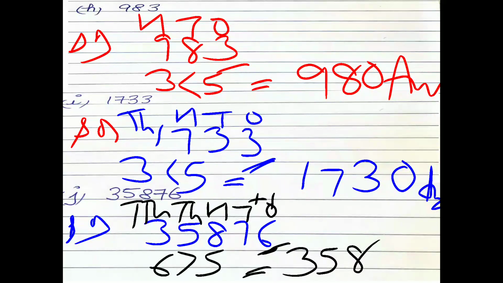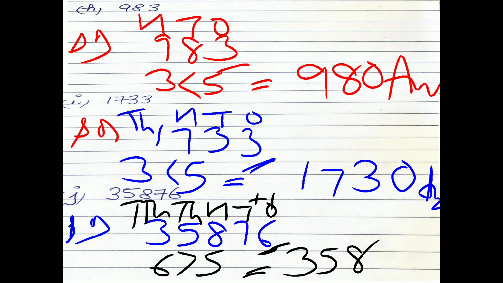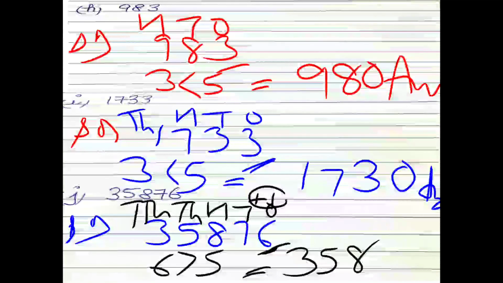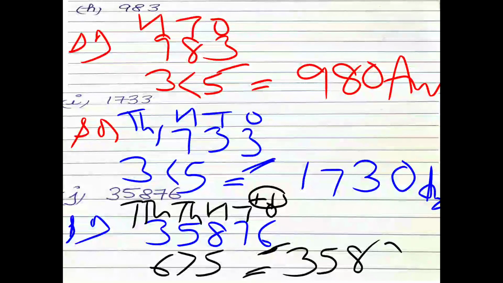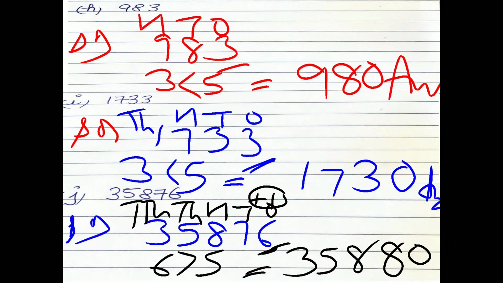Now see, on the tens place there is written 7. With that what do I add? Plus 1. 7 plus 1 is 8. And the underlined digit becomes 0. Clear? So I hope you understand how to round off the numbers to the nearest tens.